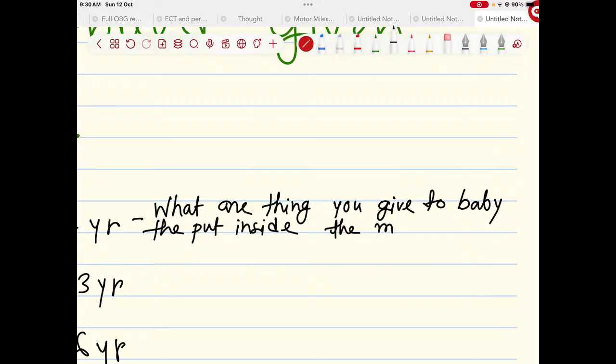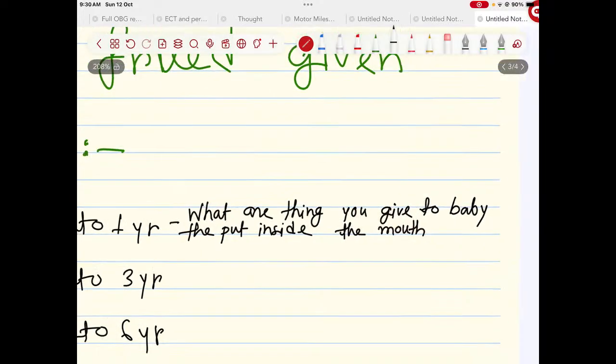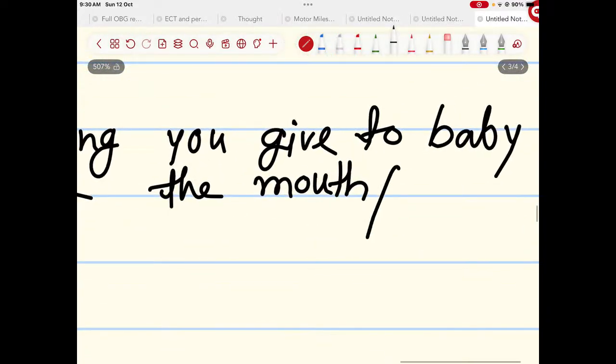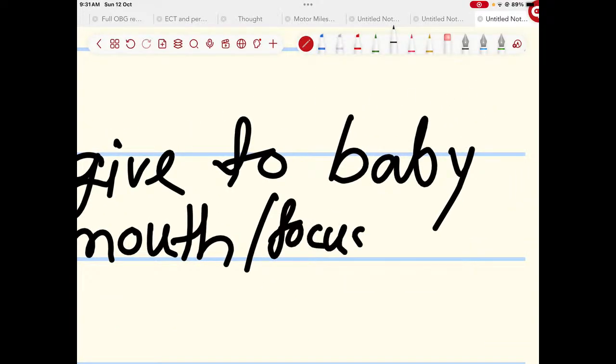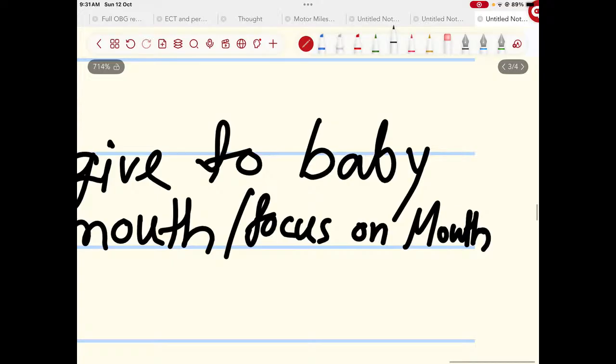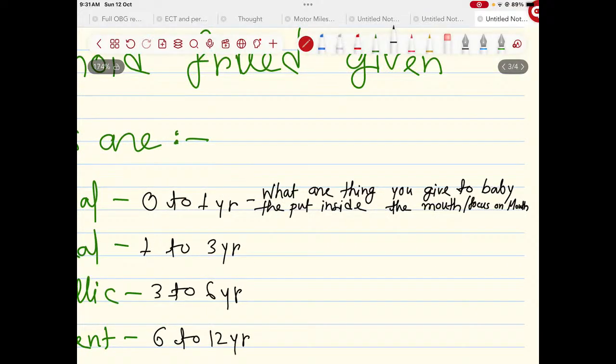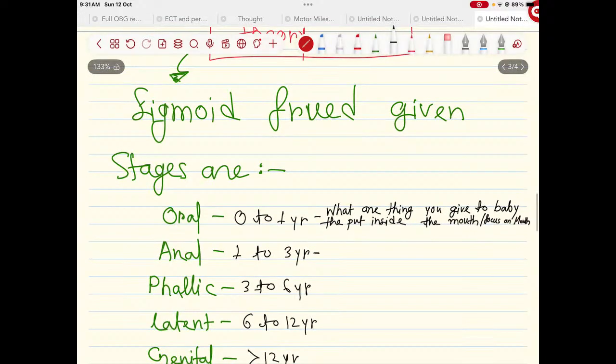Inside the mouth. Whatever you give, any product you can give to the baby, they just put inside their mouth. So the focus here is what? Focus on the mouth. And the next, 1 to 3 years, the anal stage.